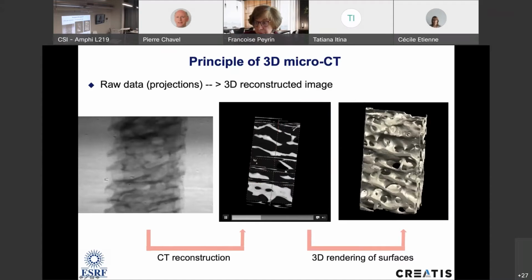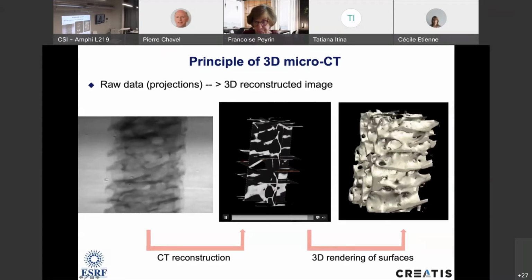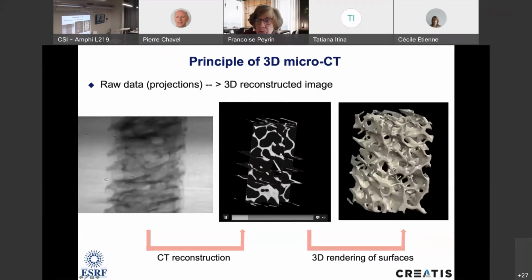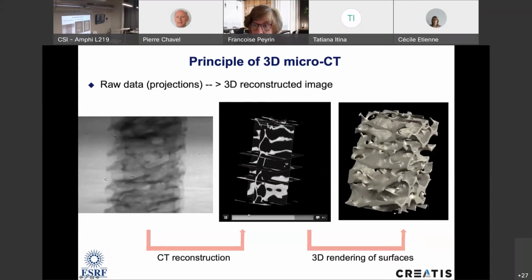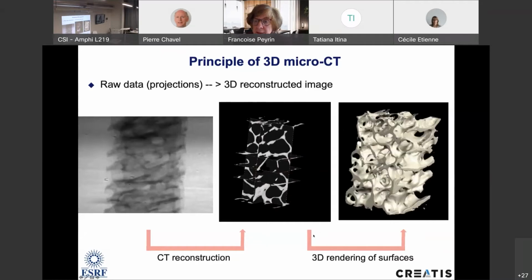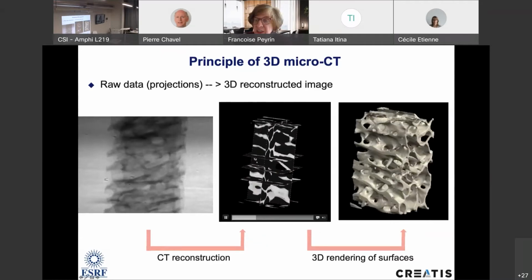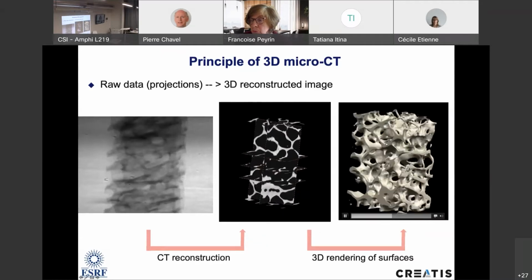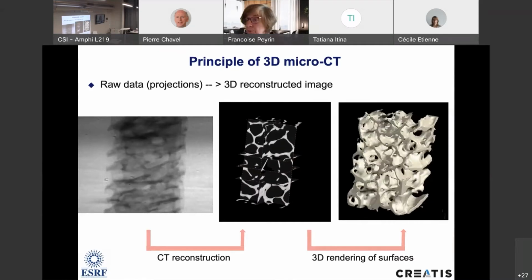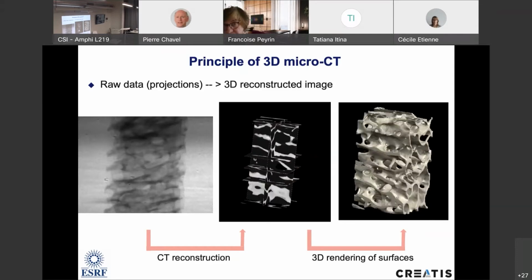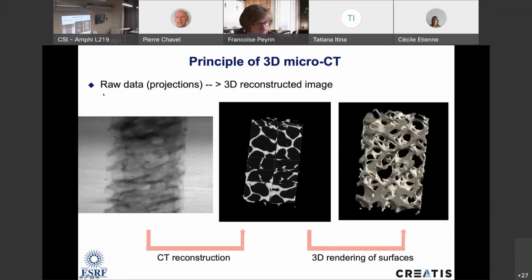So if you look inside the sample, you can see that you have all the information on the gray level of the trabeculae inside your image. And if you do some basic thresholding, you can get the 3D rendering of the trabecular surface. So this is the principle of the system.